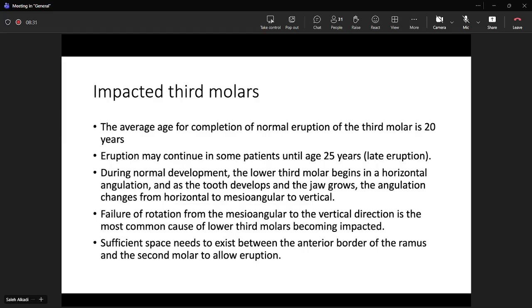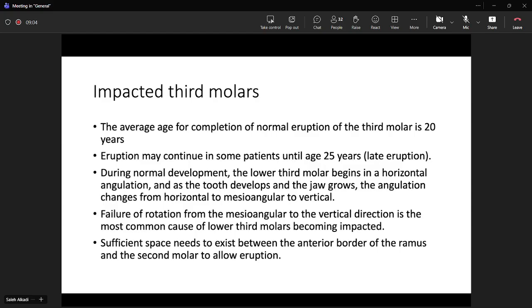Impacted third molars are the main topic of this lecture. We know that the average age for completion of normal eruption of the third molar is 20 years. It's between, let's say, 17 and 21 years, but it may erupt as early as 14 years old in some populations, and may erupt late, at the age of 27 or 28, especially in the European population. But the mean age of eruption is around 20. Eruption may continue in some patients.